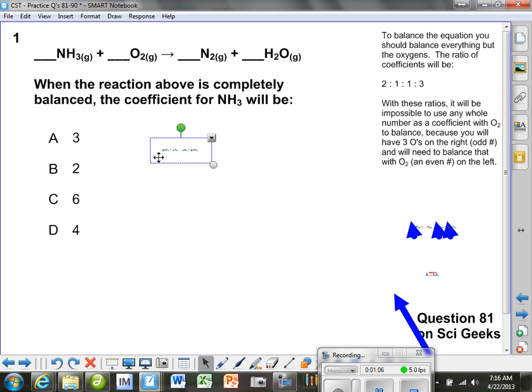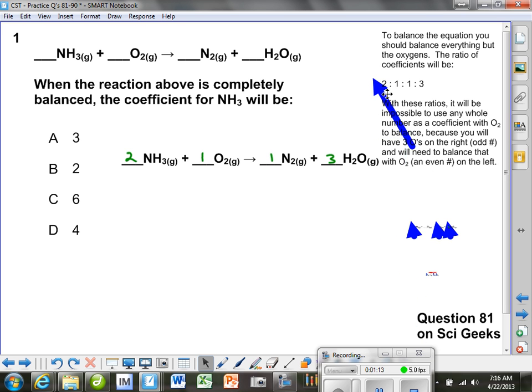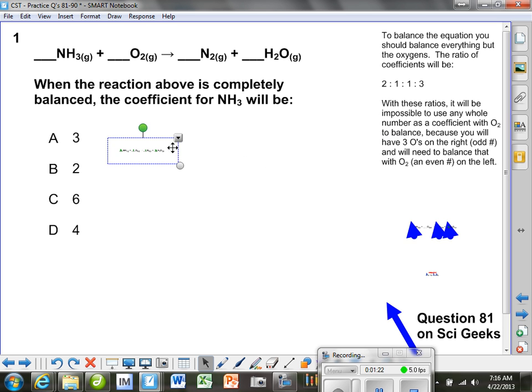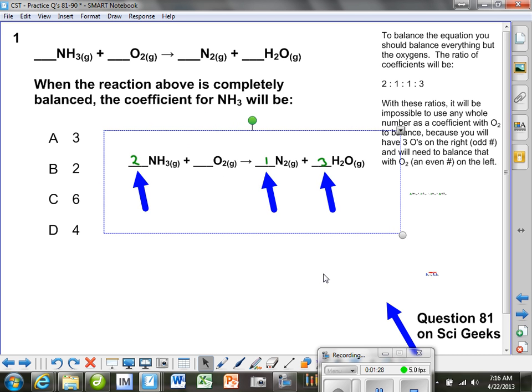So let's look at the first balancing. Okay, that comes up like this. Okay, so that's where I got these ratios from. So you have a 2 to 1 to 1 to 3. Now we've got to fix that and make something different. So what are we going to do? In the second balancing, we've got to do something of this nature.